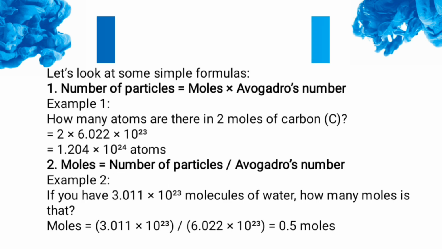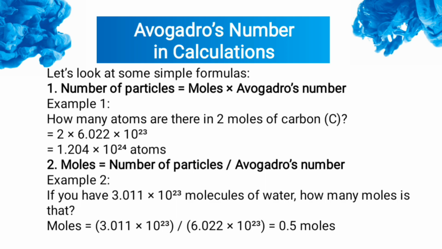Now, Avogadro's number in calculations. My dear student, let's look at some simple formulas. The first one is: number of particles is equal to moles multiplied by Avogadro's number. Example: how many atoms are there in 2 moles of carbon? Simply 2 multiplied by 6.022 multiplied by 10 raised to the power 23, which is equal to 1.204 multiplied by 10 raised to the power 24 atoms.